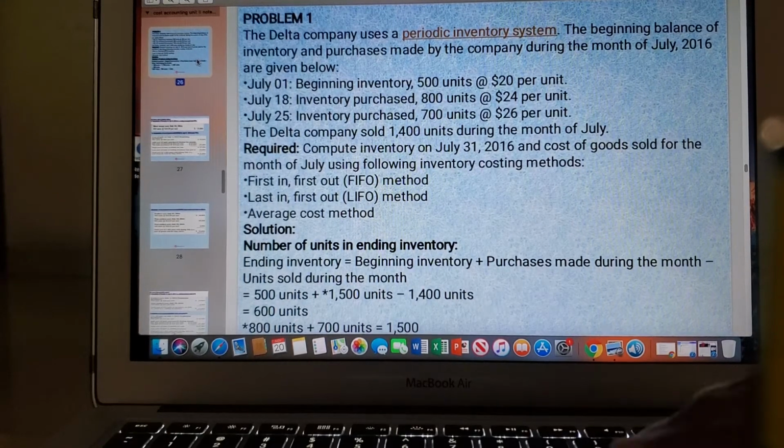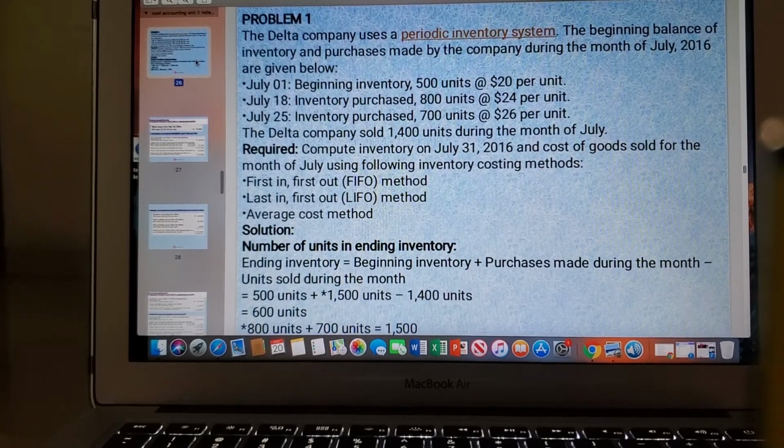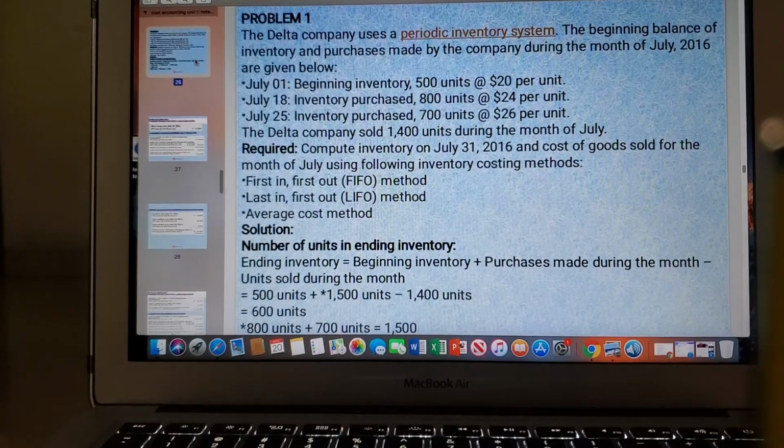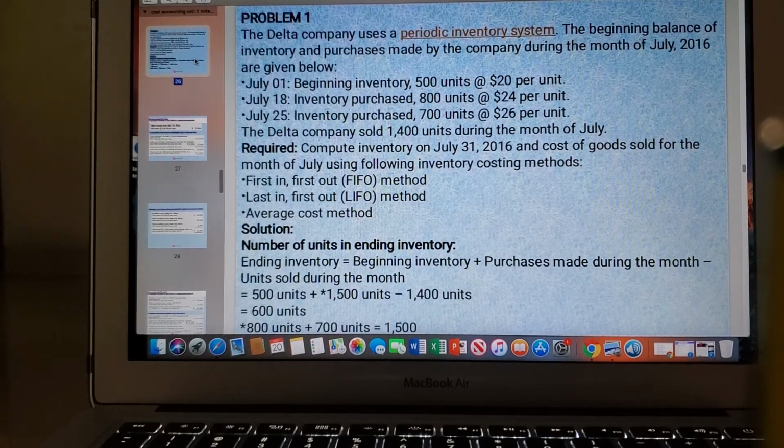Okay, this is cost accounting unit 2 part 4, I believe. And so we had talked about the different methodologies earlier, and now we are going to look at a problem.